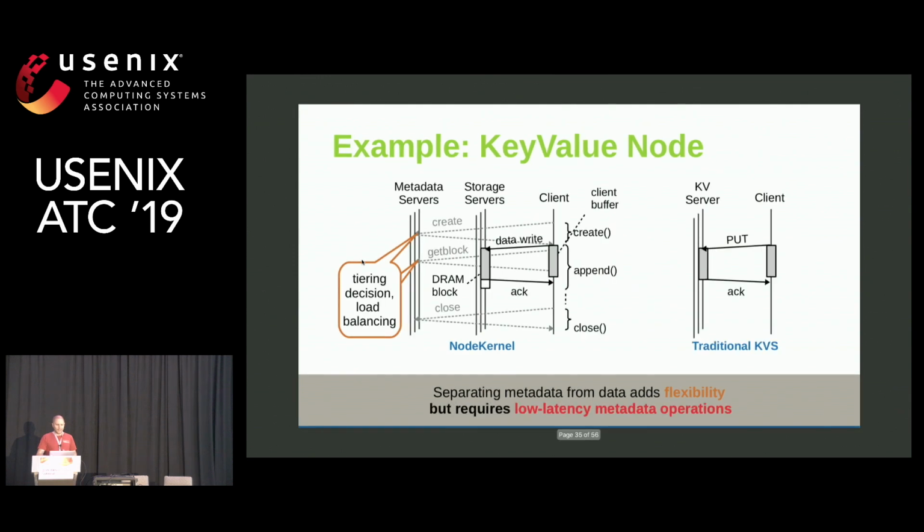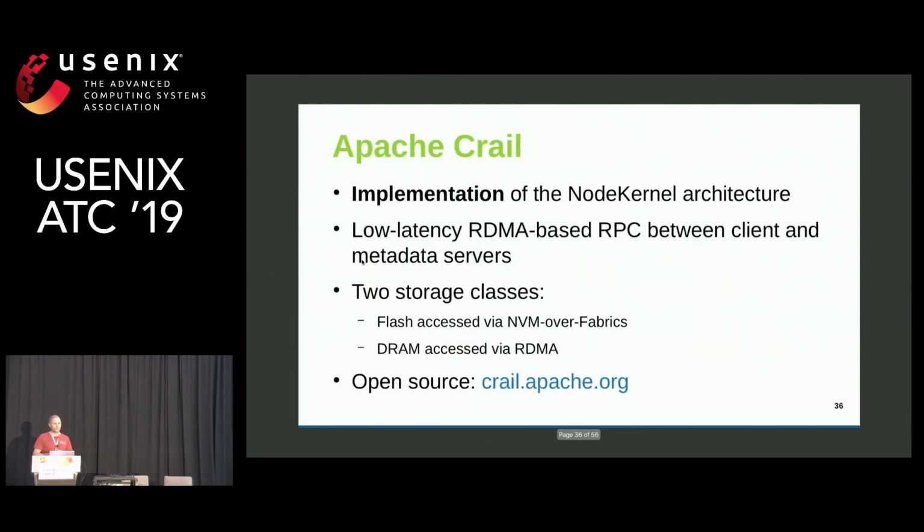But clearly that is going to cost us extra round trips. In the case of a key value node put operation, this is going to be 2 extra round trips, because in the end we also have to inform the metadata server about the new size. So those 2 extra round trips are 2 round trips more than what you would get in a normal, let's say, distributed key value store doing a put. And the line of thought in NodeKernel is that with current and upcoming low latency networking fabrics, we can minimize the overhead of such a metadata operation to a few microseconds. And this is what gets us to Crail. Crail is our implementation of the NodeKernel architecture.